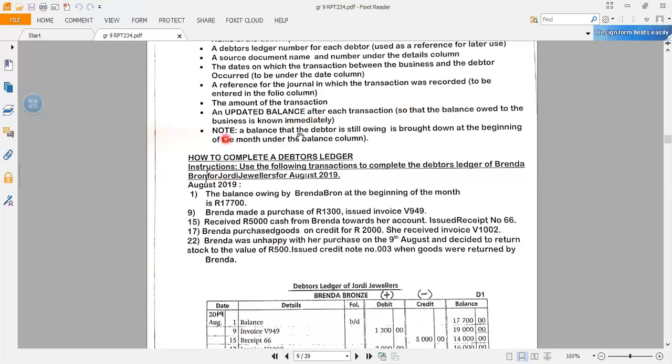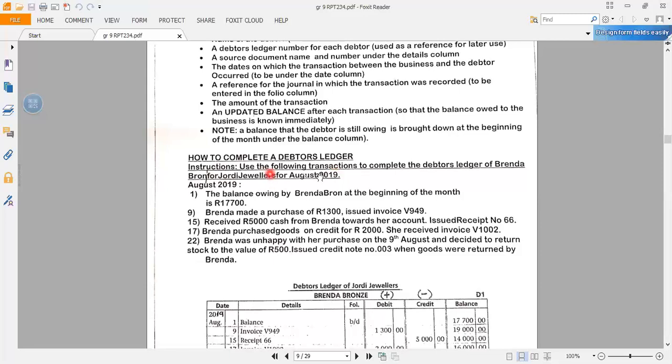Note, a balance that the debtor is still owing at the beginning of the month is brought down. Can you see here? 1st of August, balance BD is brought down, and that was what Brenda Bronze owed Geordie Jewelers at the end of July. So on 1st of August, that amount was brought down. Okay, now let's look at how to complete a debtors ledger. I will take you step by step.